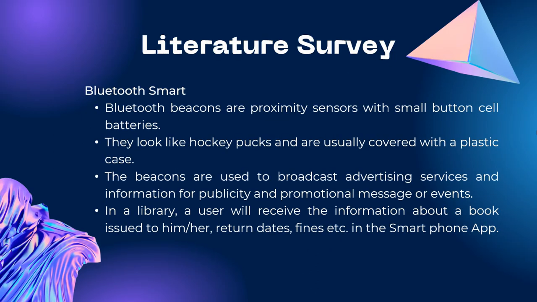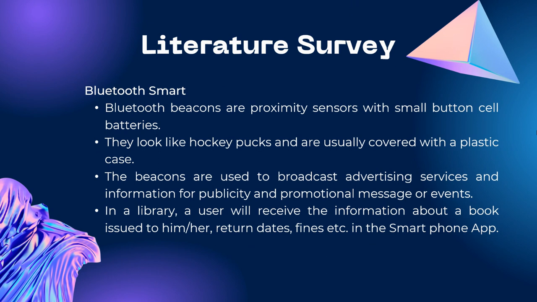Moving on, literature survey. Bluetooth Smart. Bluetooth beacons are proximity sensors with small button cell batteries. They look like hockey pucks and are usually covered with a plastic case. Beacons are used to broadcast advertising services and information for public and promotional messages or events. Beacons have transmitters which work on BLE technology and can be programmed using a message.